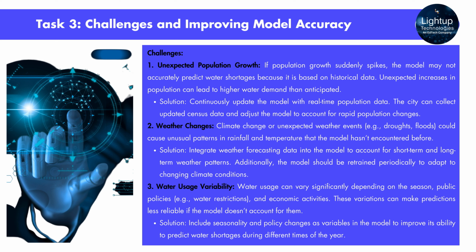Water usage variability. Water usage can vary significantly depending on the season, public policies, for example water restrictions, and economic activities. These variations can make predictions less reliable if the model doesn't account for them. Solution. Include seasonality and policy changes as variables in the model to improve its ability to predict water shortages during different times of the year.